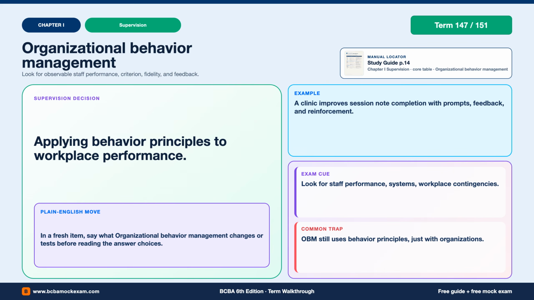Here is how that shows up in practice. A clinic improves session note completion with prompts, feedback, and reinforcement. So in an exam item, let the wording guide you. If the STEM is pointing to staff performance, systems, workplace contingencies, use that detail to decide. The short rule is ABA for workplace performance.